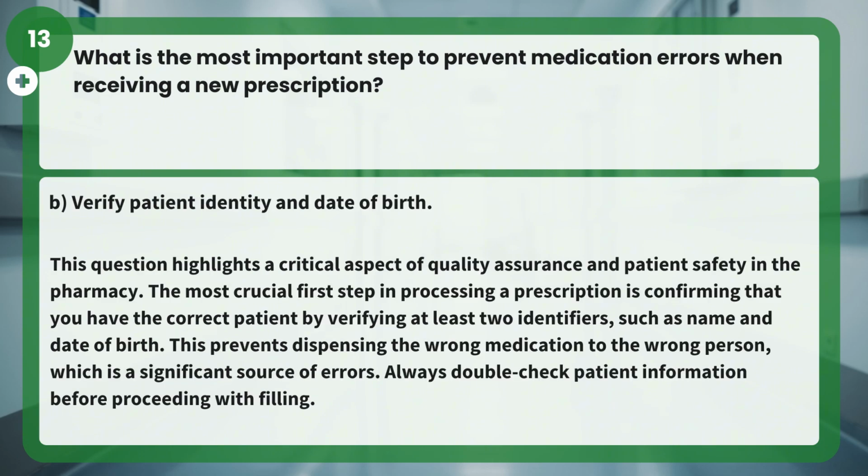Answer: B. Verify patient identity and date of birth. This question highlights a critical aspect of quality assurance and patient safety in the pharmacy. The most crucial first step in processing a prescription is confirming that you have the correct patient by verifying at least two identifiers, such as name and date of birth. This prevents dispensing the wrong medication to the wrong person, which is a significant source of errors. Always double-check patient information before proceeding with filling.